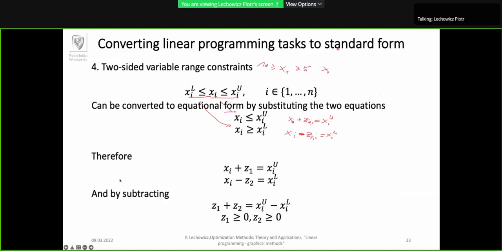We can subtract both equations to remove these variables. So in such a case, we have z1i minus z2i is equal to xiu minus xil. So in such a case, we are introducing two new variables, z1 and z2. However, we are removing this variable, so it's no longer needed.